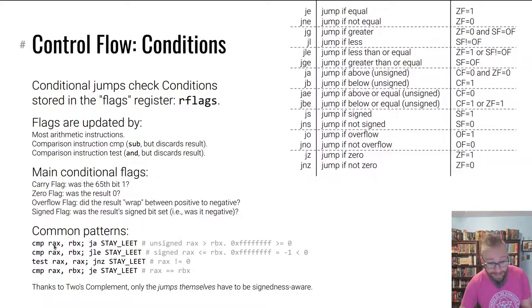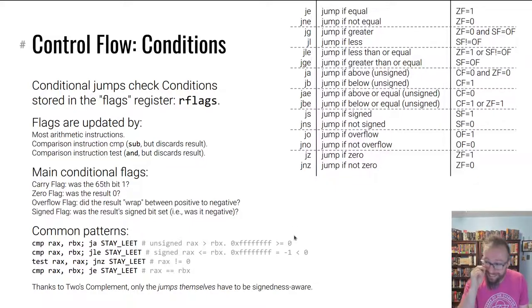And the awesome thing is the same comparison instruction sets the same flags, but how you interpret those flags will change from unsigned to signed, from an above to a greater than. Jump if greater, that's a signed comparison. So hex FFFFFFFF is less than zero because that's negative one. In a jump above, hex FFFFFFFF is a very large number, unsigned, it's greater than zero.